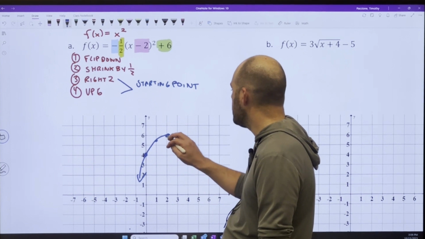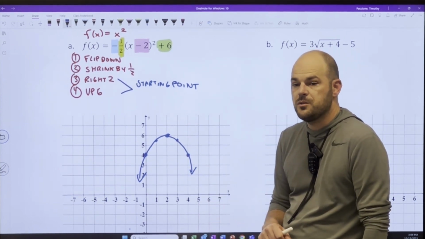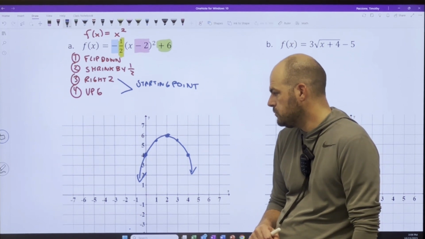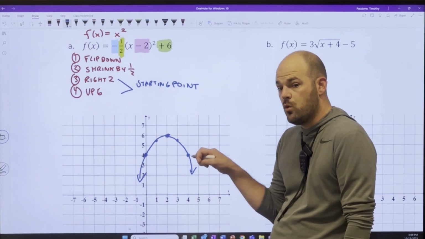And I got 5 points, so that's good enough. And there's my parabola. Question? How did you know it was over 2 down 2? Because normally I go over 2 and then my movement is 4, right?